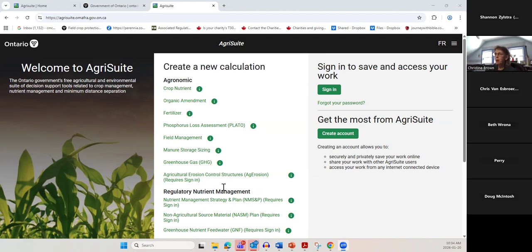The ones at the bottom, those ones are regulatory tools. So that's the nutrient management plan and strategy, the NASM plan, greenhouse nutrient feed water. Those ones we're not even going to talk about today.